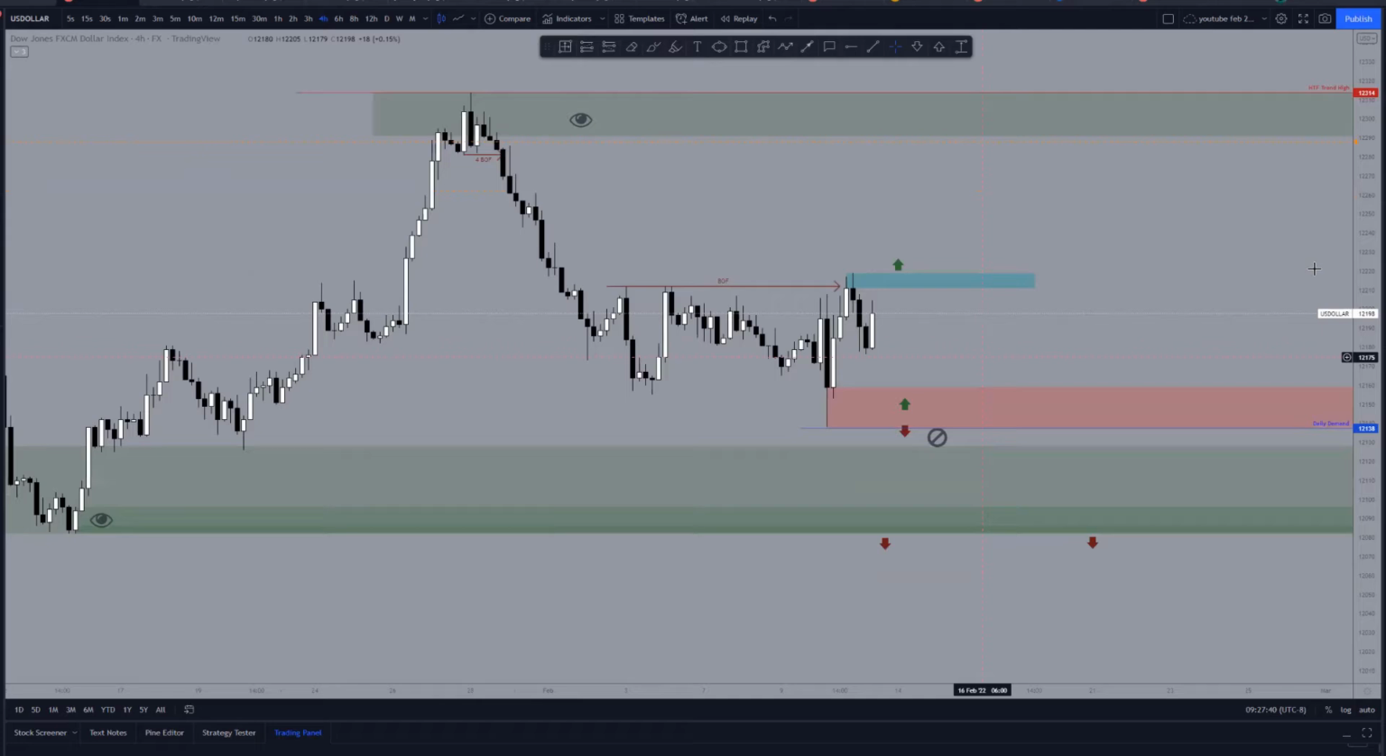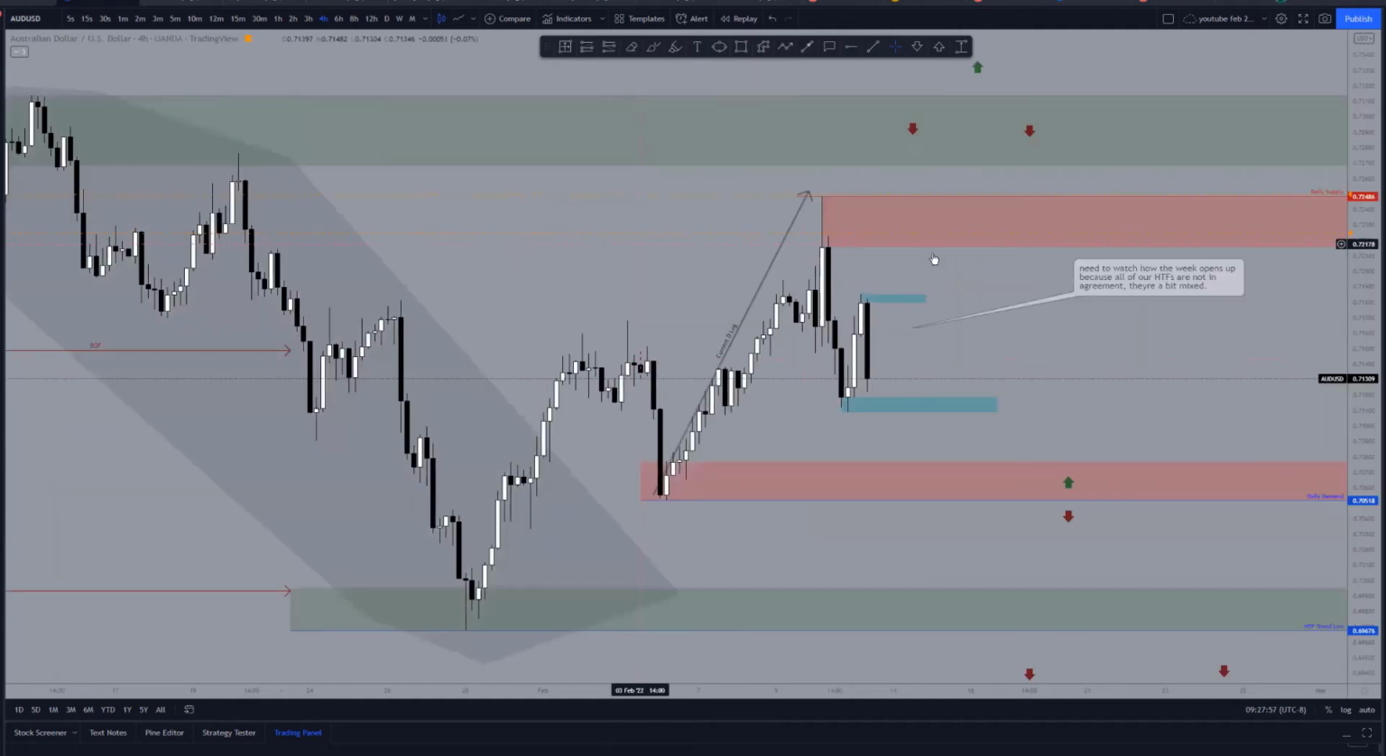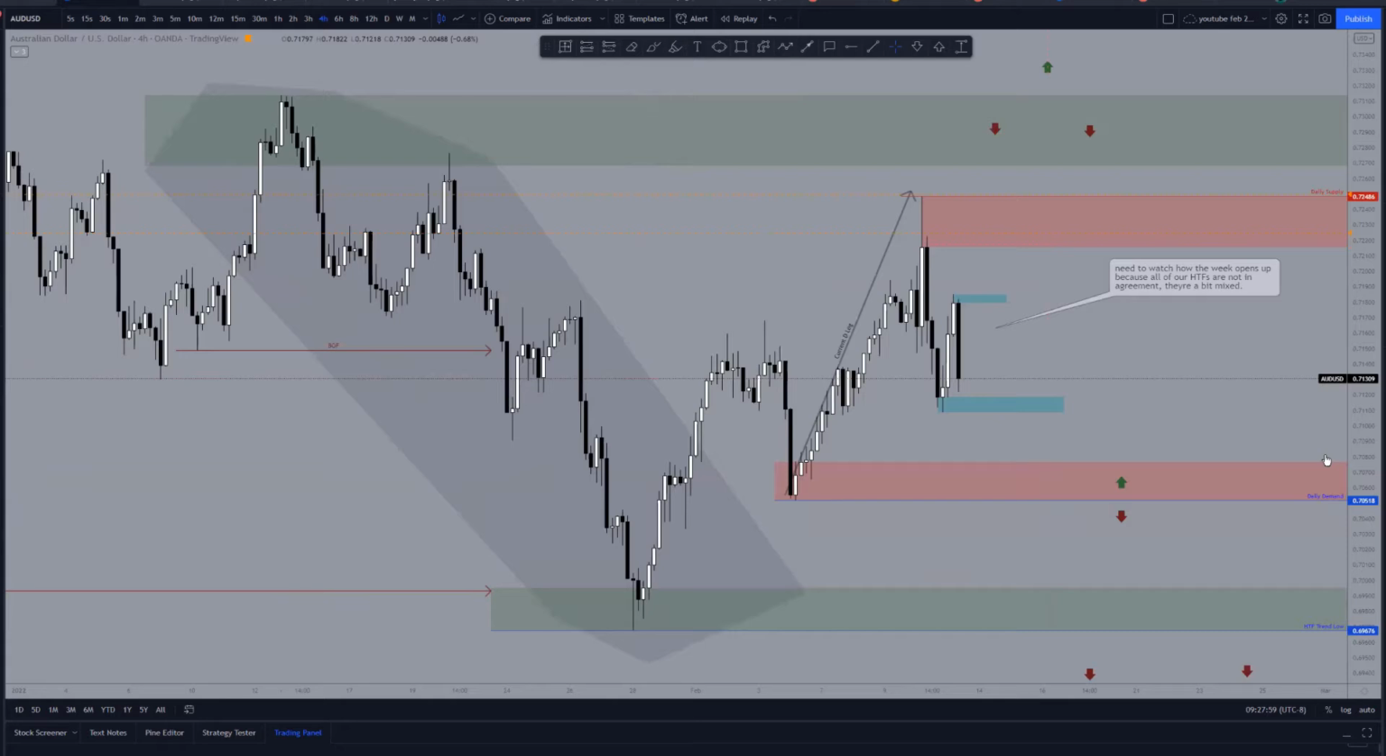So if we see the dollar start to push up and strong, that's going to help us with what direction we want to trade dollar-backed pairs as well, most likely for the week. Vice versa, if it starts to go down, we know what direction the other ones are likely to go as well. On to the next pair, AUDUSD, sort of my favorite.